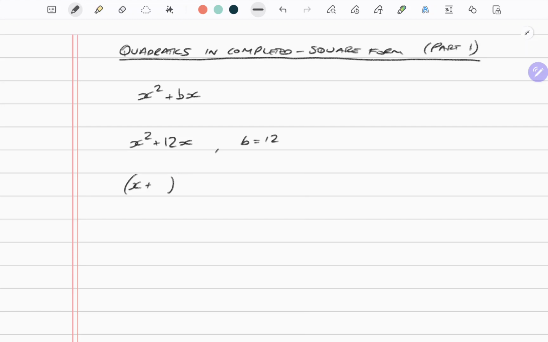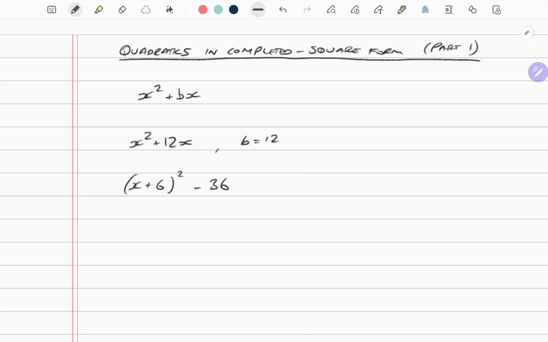Start by writing out this framework, x plus, and then there'll be a gap there, and then that bracket will be squared. What you do here is that you will half the value of b, and that gives you that. And then step two is to subtract the square of this number. So the square of 6 is 36, so you're given here 36.